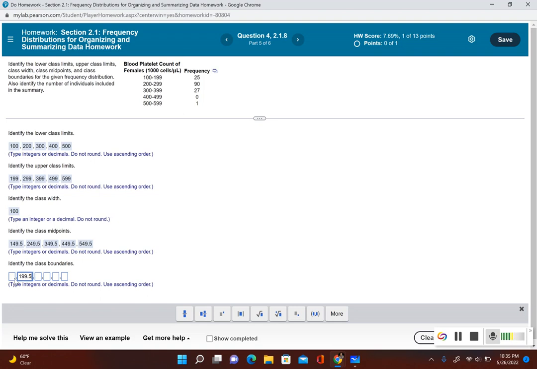Now in order to figure out what the first one is, I'm going to go ahead and subtract the class width. So 199.5 minus 100 gives me 99.5. Now to find the third class boundary, I'm going to add the class width to 199.5. So 199.5 plus 100 gives me 299.5. Add the class width again, I get 399.5, and 499.5, and then 599.5.